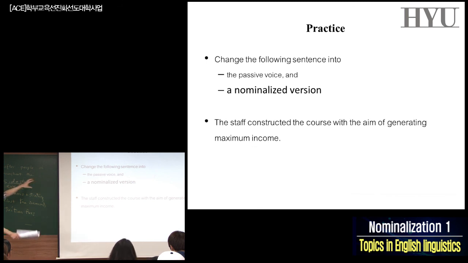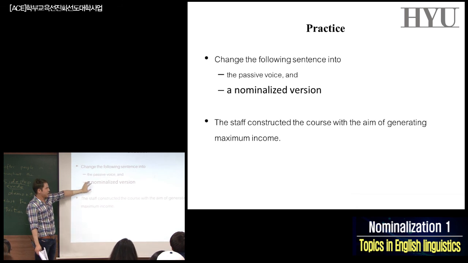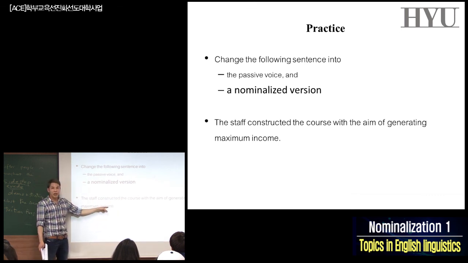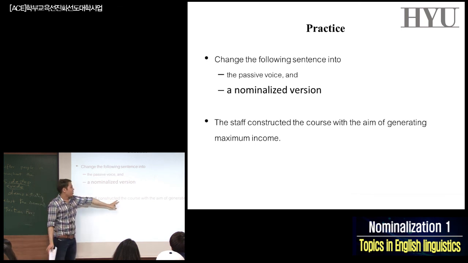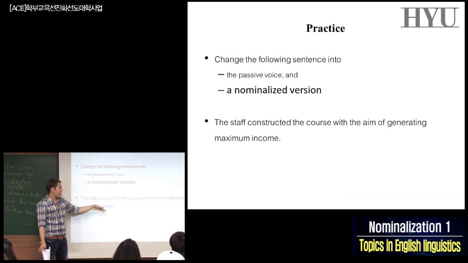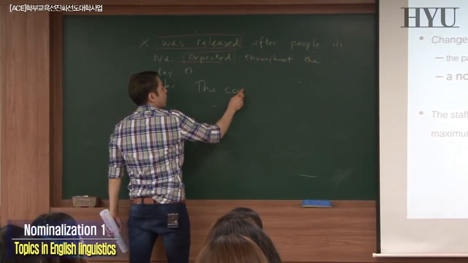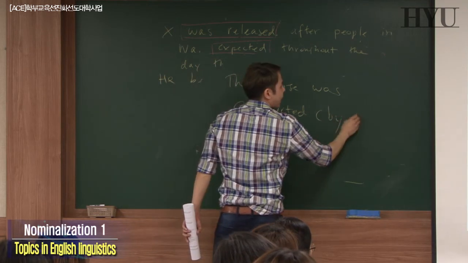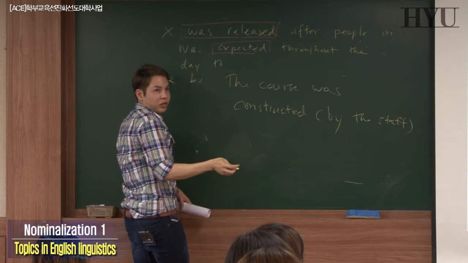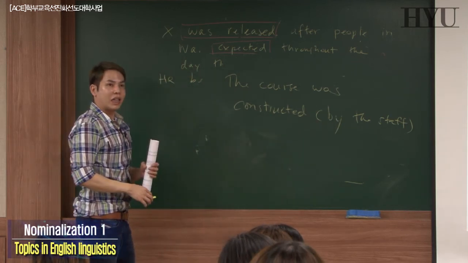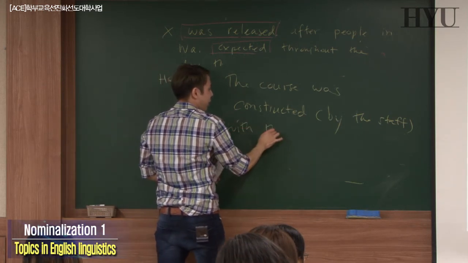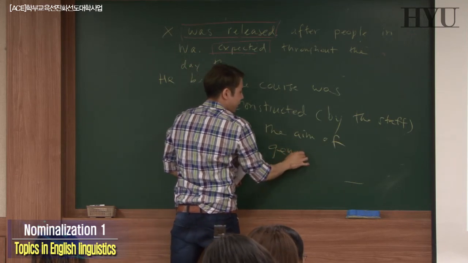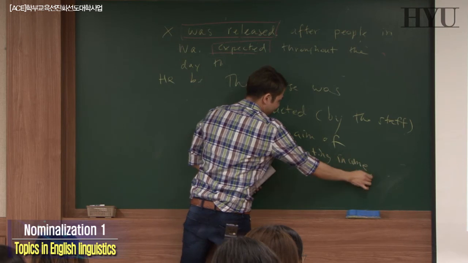Before we do the exercise, let's turn this into the passive voice and the nominalized version. Can you do it? So the passive voice is easy, right? So the staff constructed the course with the aim of generating maximum income. So you just have to switch the position, right? So the course was constructed by the staff with the aim of generating maximum income, right? So that's the passive voice version. So we have the course was constructed and then by the staff, which you can leave out depending on whether you want to have that in there or not, and with the aim of generating income, maximum income.